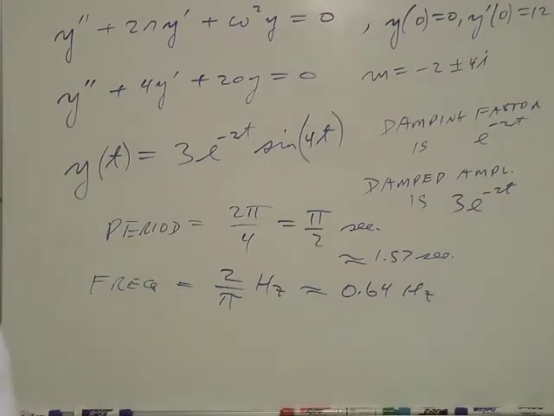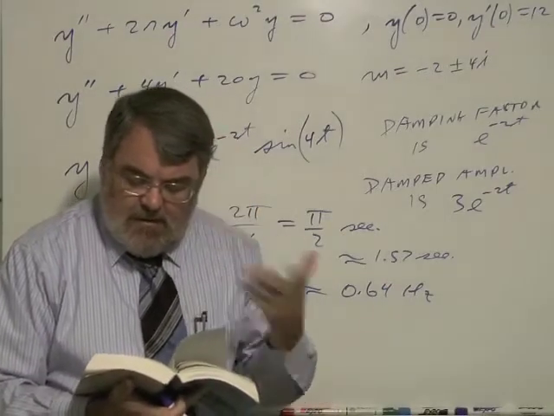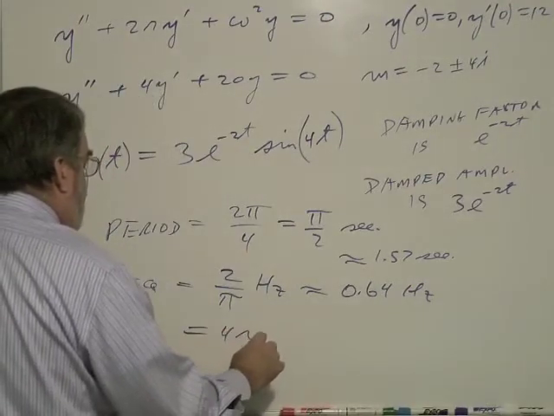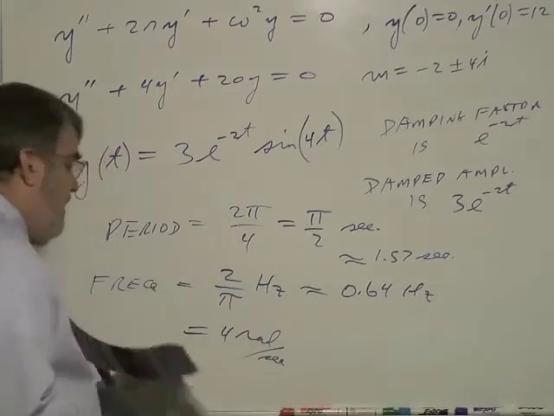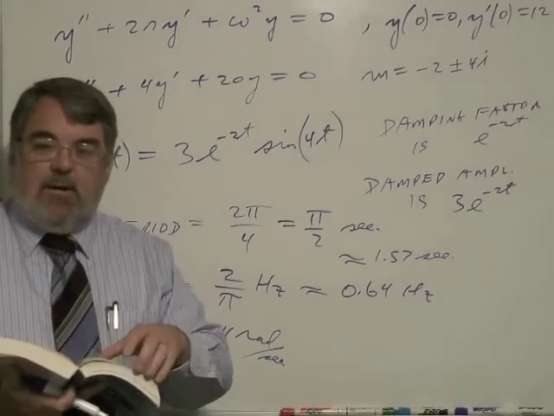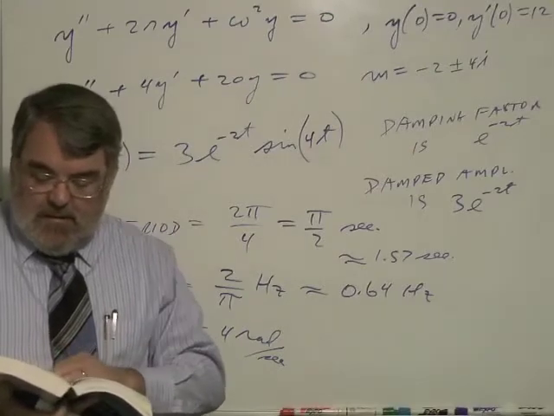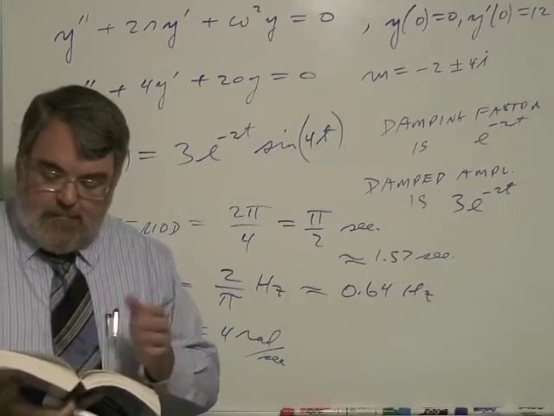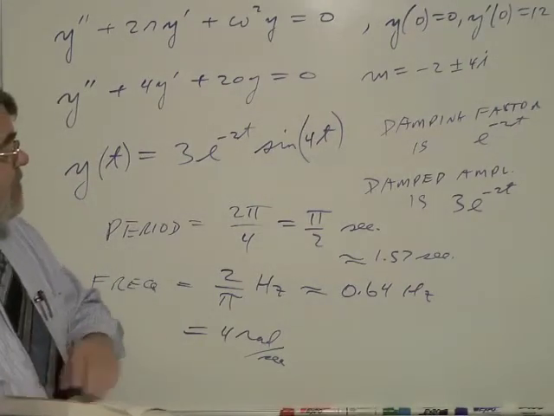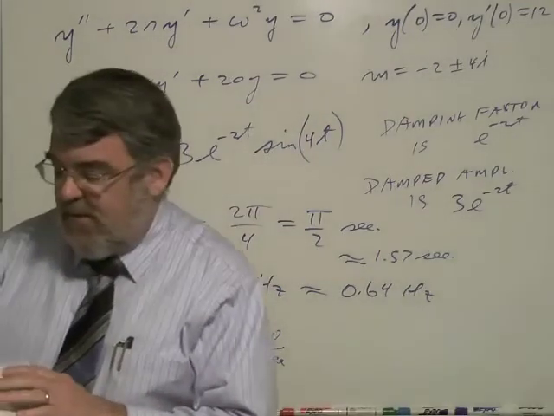Now, I looked this up in the book, and this book gives us a different number. The book says it's 4 radians per second. 4 radians per second is the frequency. You know, radian is an angle measure, and I think I'd be a lot more interested in a time measure than an angle measure, but it's what the author uses. Anyway, the damped frequency is literally that number there, 4 radians per second.